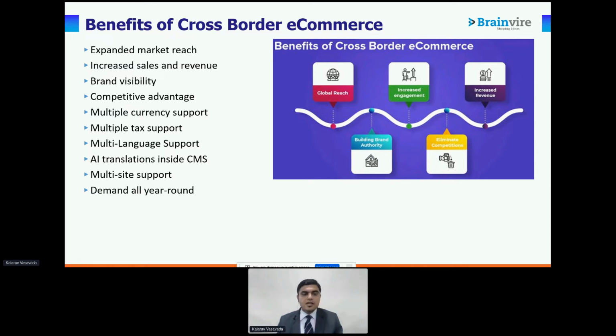AI translations. Based on your geographical locations, the language content can be translated using artificial intelligence, and artificial intelligence has a vital role in e-commerce itself, which I will be talking about in the further slides, and how it can be correlated for making your business grow upscale and vertically. Multi-site support, yes, you can create multiple websites for different horizons and different regions.